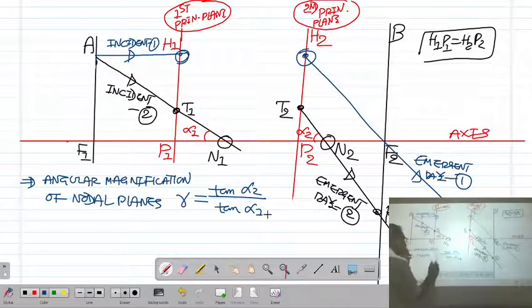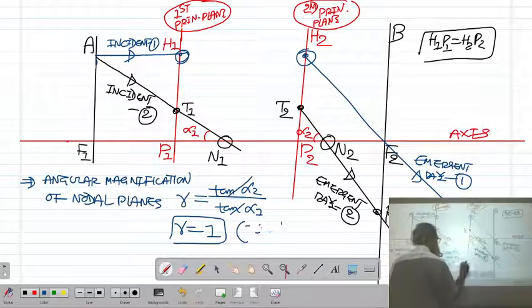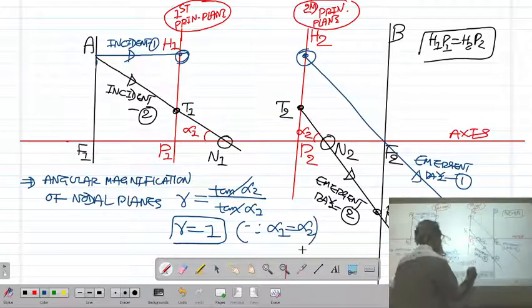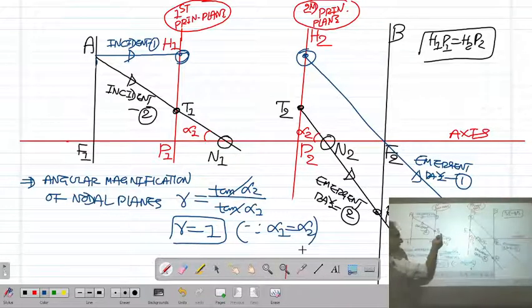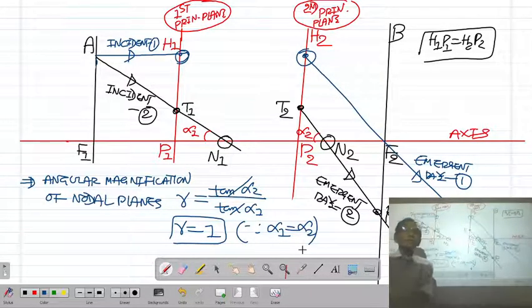If alpha 1 and alpha 2 are same, then angular magnification will be 1, because both angles are same. If alpha 1 and alpha 2 are same, then tan alpha 1 is equal to tan alpha 2. Therefore, angular magnification of nodal plane, tan alpha 2 upon tan alpha 1, must be equal to 1. So nodal points are points having unit angular magnification. Principal points are points having unit lateral magnification, and nodal points are points having unit angular magnification.